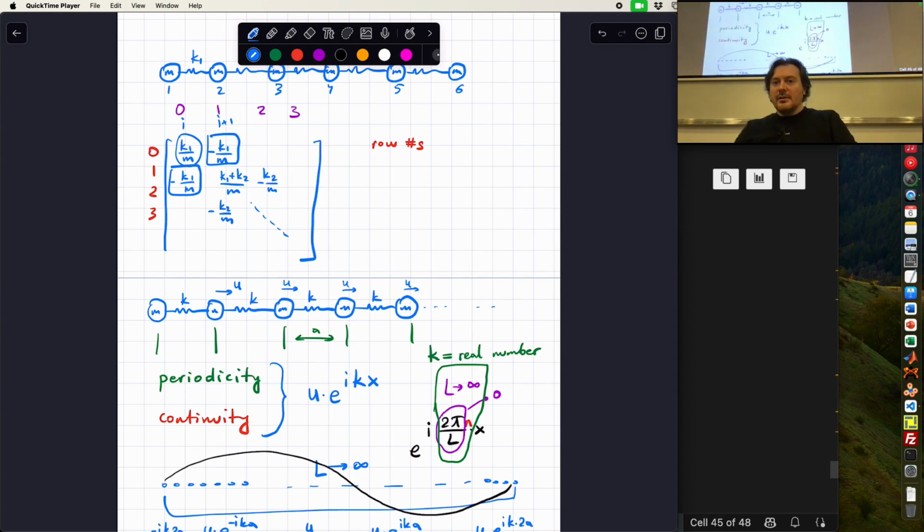By the way, during this calculation, where did we use the periodic boundary conditions? We implemented them by implementing this.